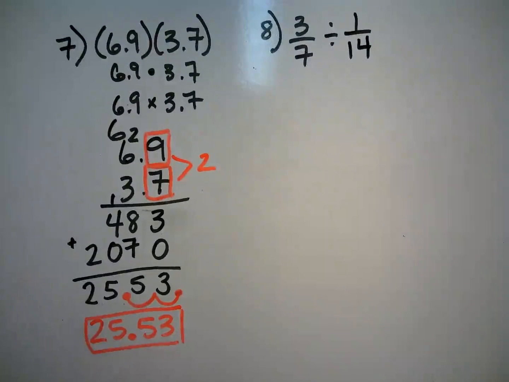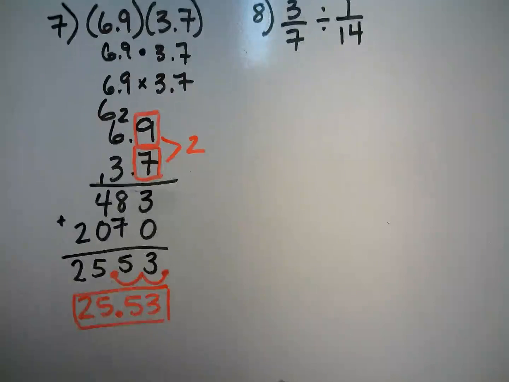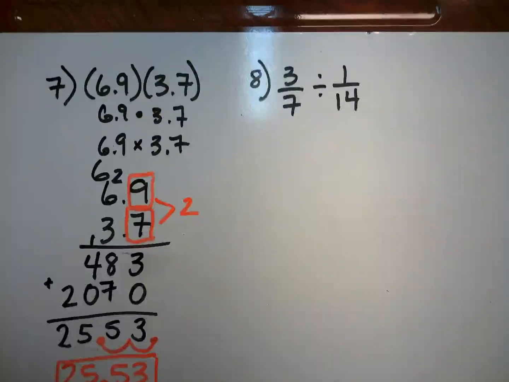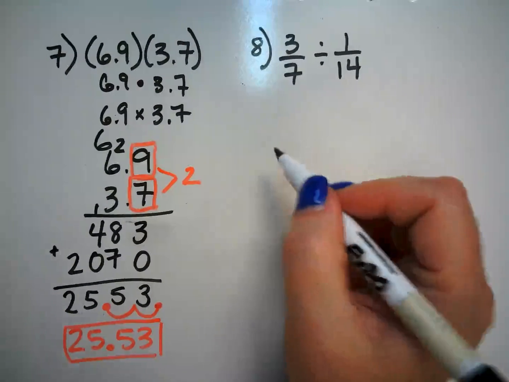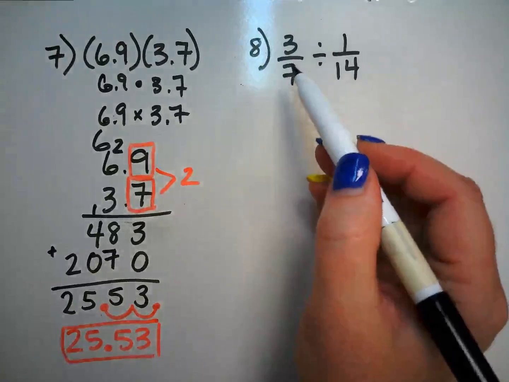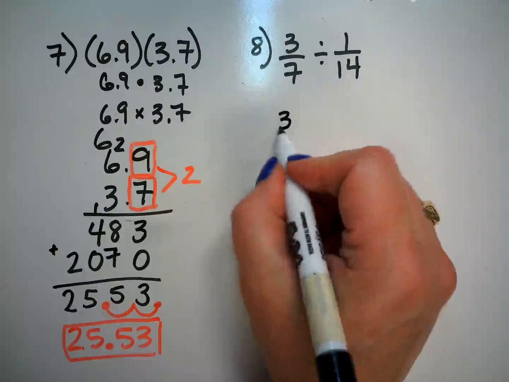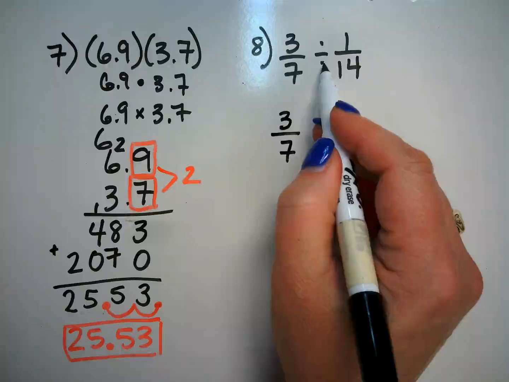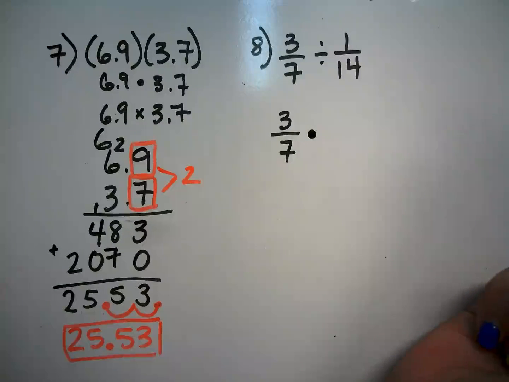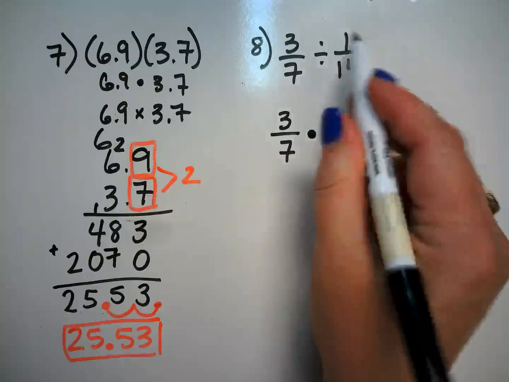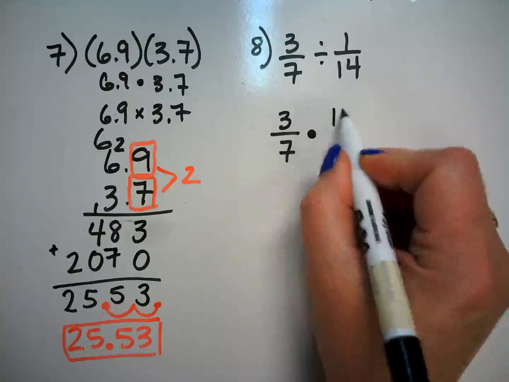To solve this problem, we're going to use that little adage that we talked about in class that you guys remember: keep, change, flip. And we're going to talk about that in math terms. So we are going to keep the first fraction whenever we divide. We're going to change the division into multiplication. I'm going to use a dot to get used to that. And then we are going to flip over the other fraction, making it its reciprocal.